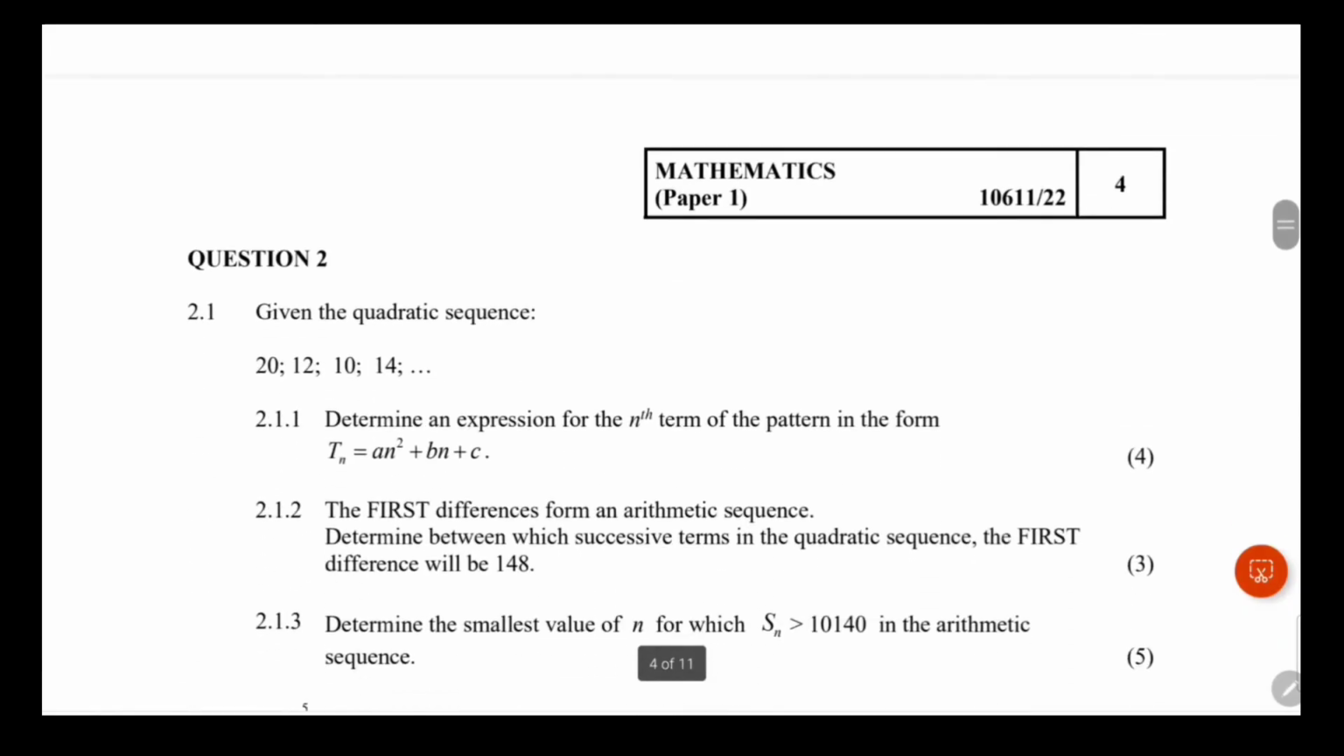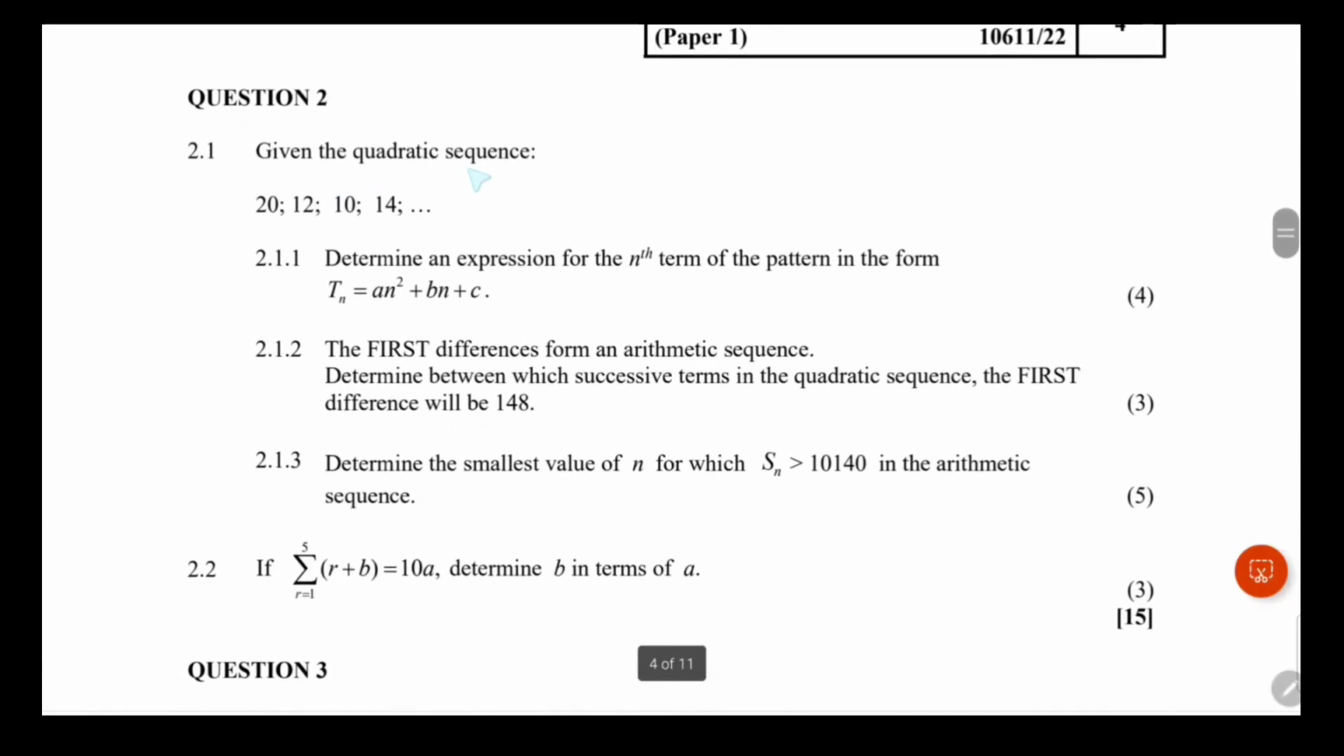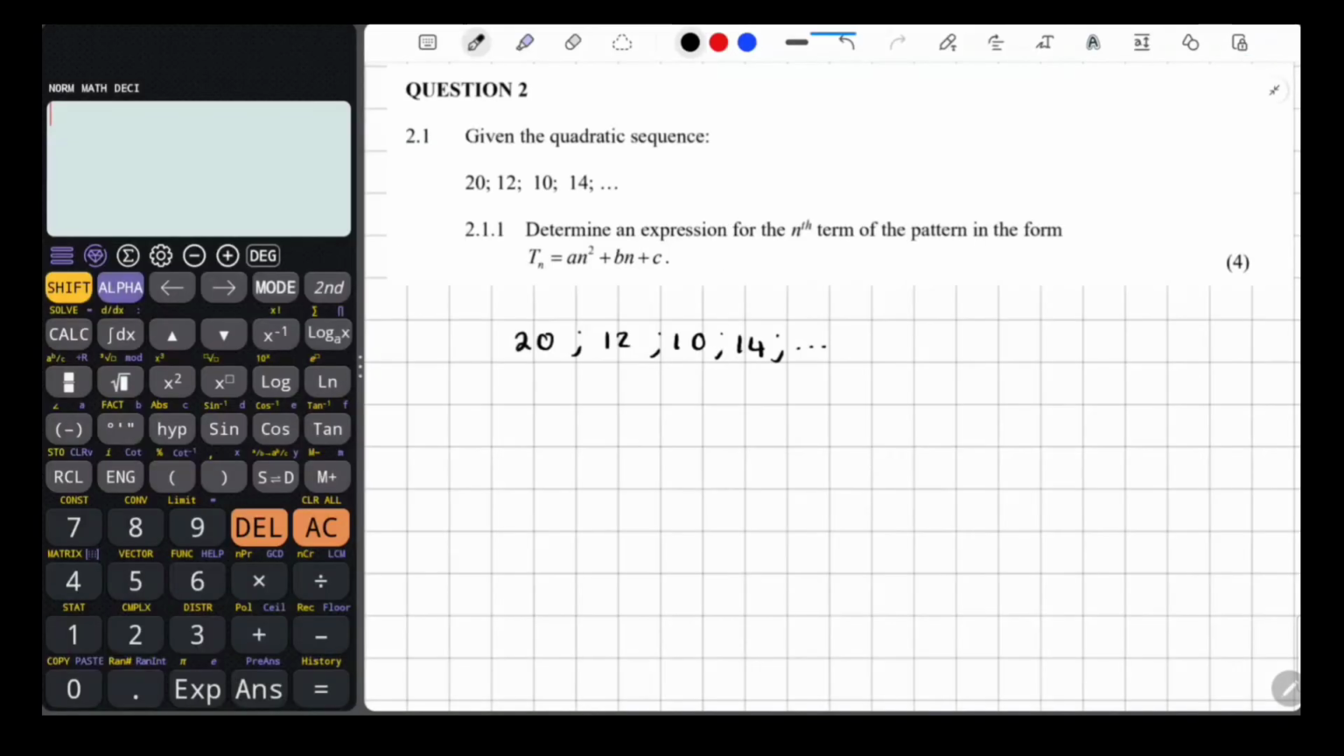So moving on to question 2, we have been given the quadratic sequence. So we first have to determine an expression for the nth term of the pattern in the form of tn is equal to an squared plus bn plus c. Okay, so finding the formula of this. So it's 4 marks. So this is really a place where you can score marks.